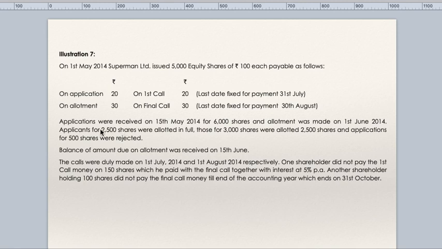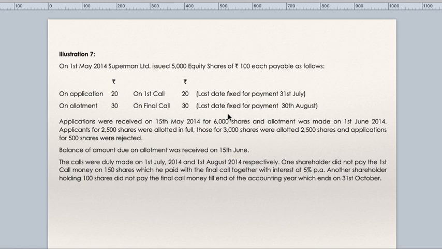2,500 applicants, they have allotted 2,500 shares. Then the next lot of 3,000 applicants, they have allotted 2,500 shares, and the next lot of 500 applications they have rejected. The balance amount due on allotment was received on 15th June. So some adjustment is made.